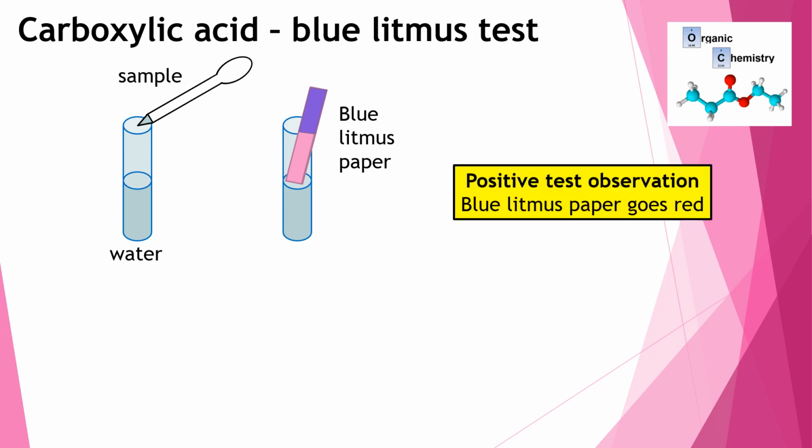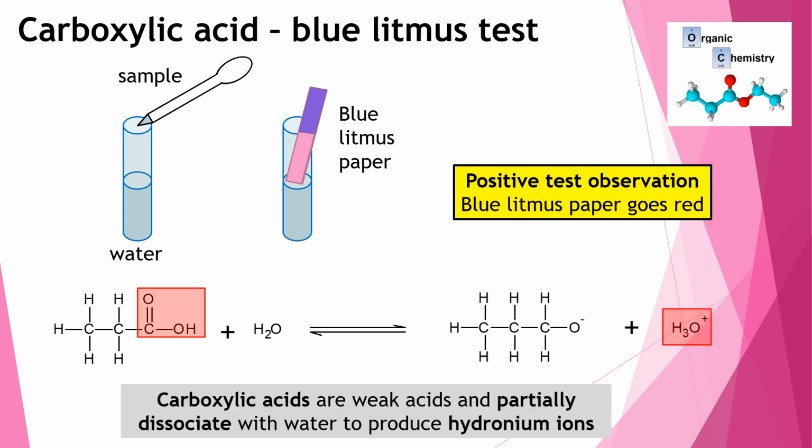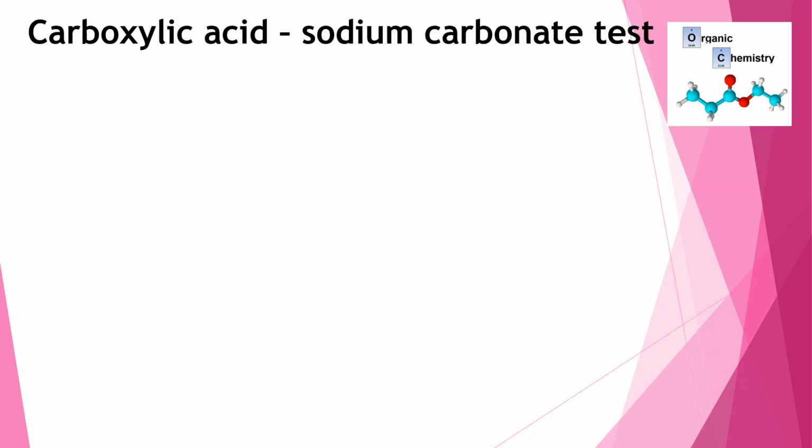This happens because blue litmus paper goes red, because our carboxylic acids are weak acids. They partially dissociate, and they produce hydronium ions. These hydronium ions are basically acid ions, and they are what reacts with the blue litmus paper to turn it red, because the carboxylic acid partially dissociates. Okay, so now we've got another test for carboxylic acid, a much more definitive test.